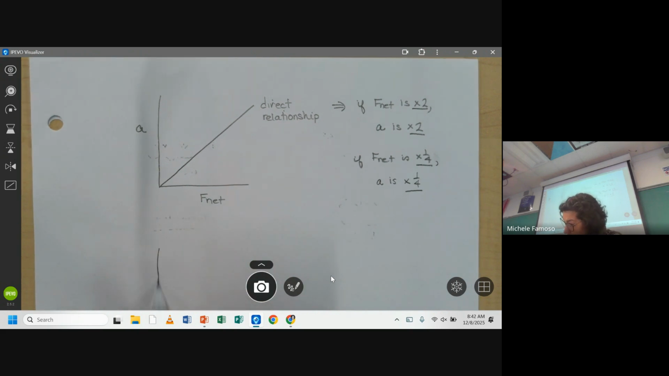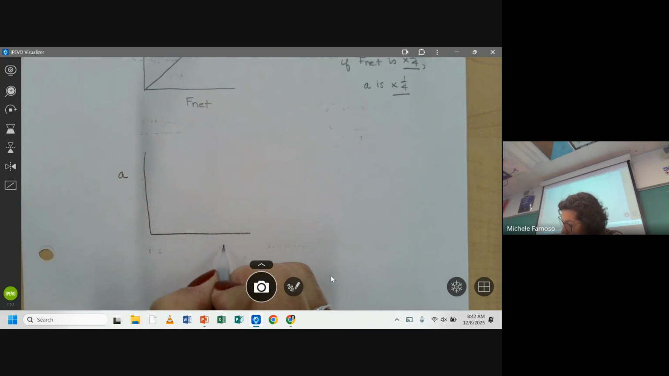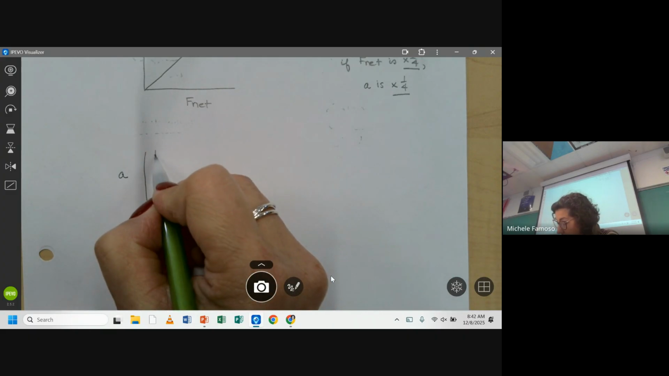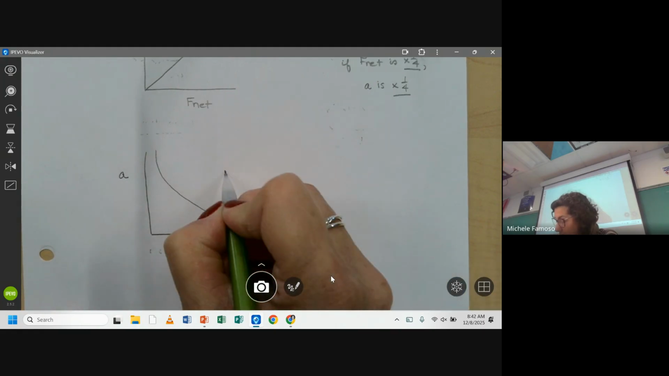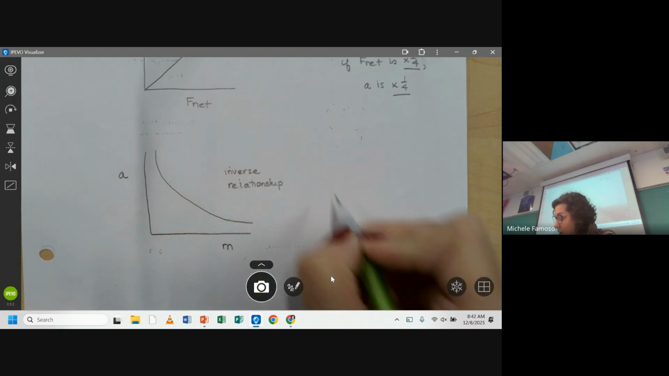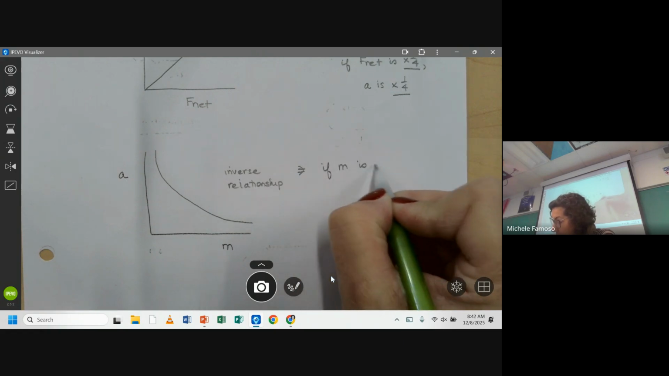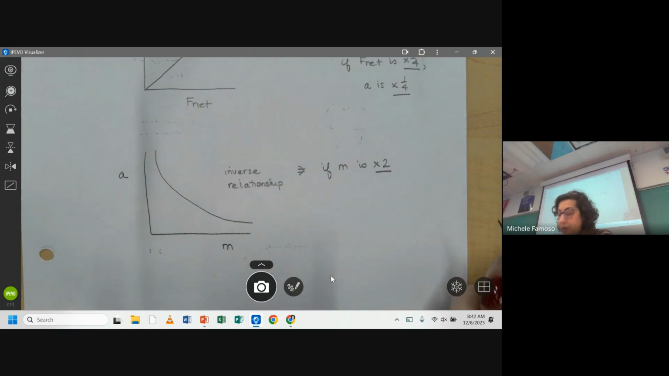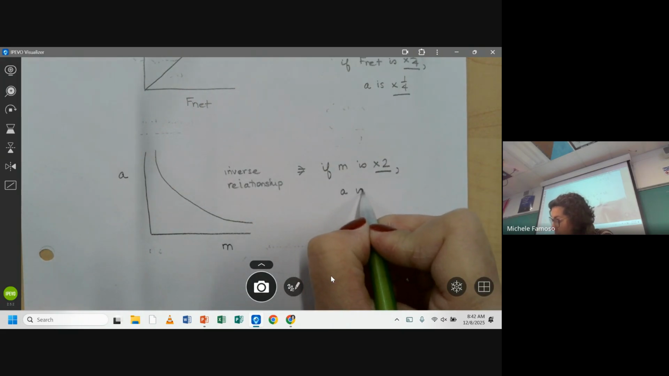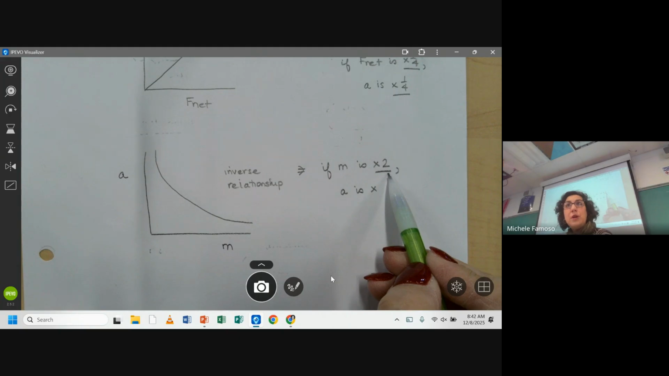The second relationship that's described is the one between the acceleration and the mass of the object. And this relationship is an inverse one. Inverse relationships are hyperbolas. So let's talk about what that means. It means if the mass is multiplied by a factor of 2, then the acceleration is not multiplied by 2, it's multiplied by the inverse of 2. What is the inverse of 2?